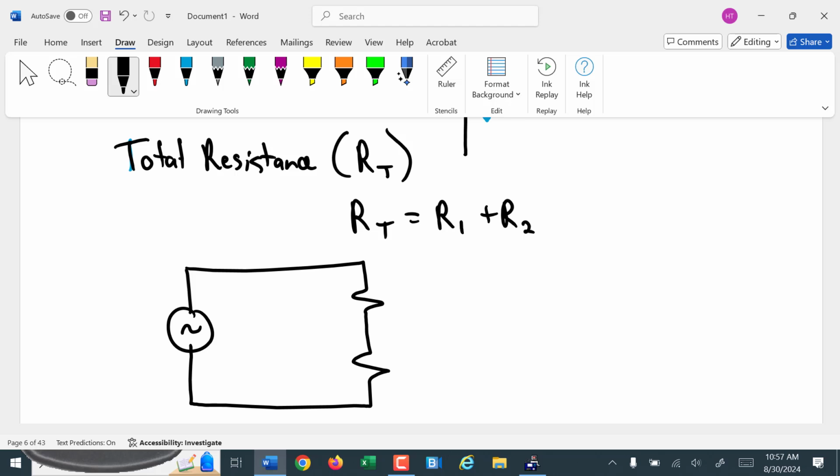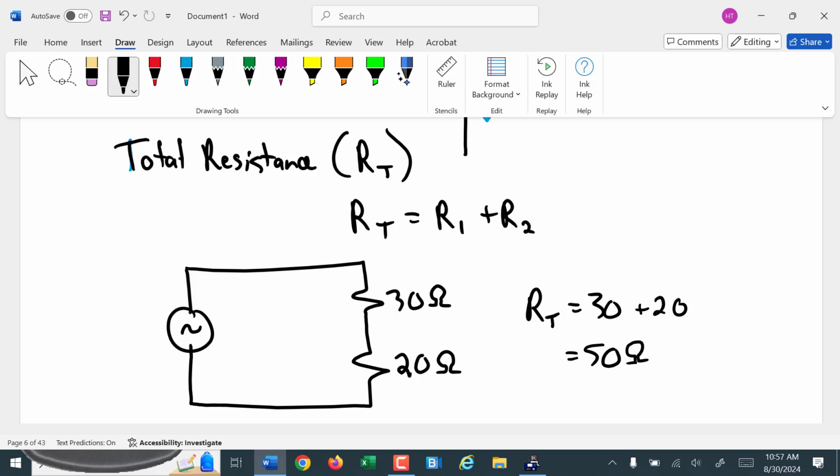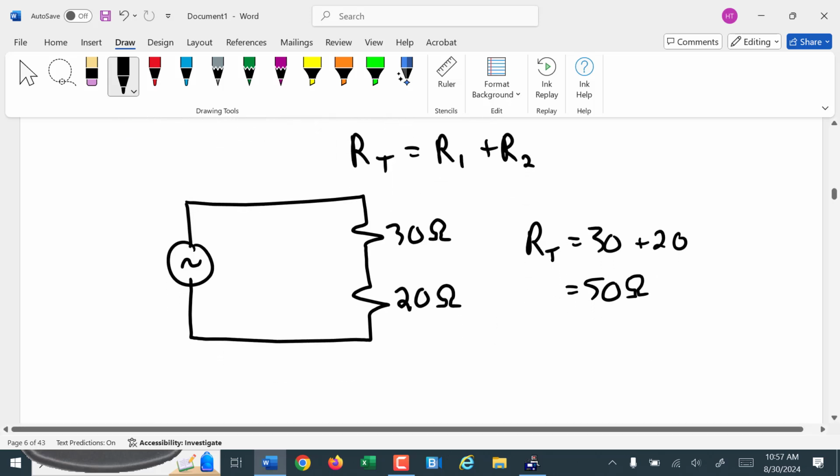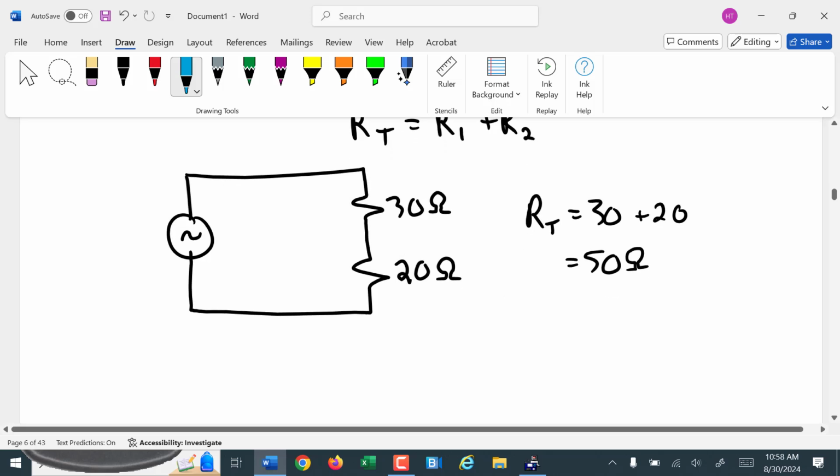Actually, I probably shouldn't be using a battery symbol. Use an AC symbol for our voltage source. If this is 30 ohms and this is 20 ohms, my total resistance is going to be 30 plus 20 is 50 ohms.